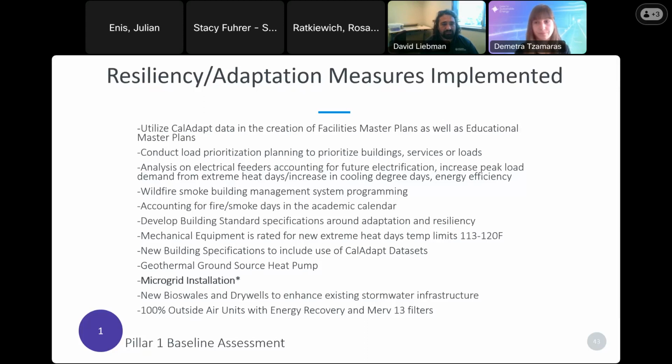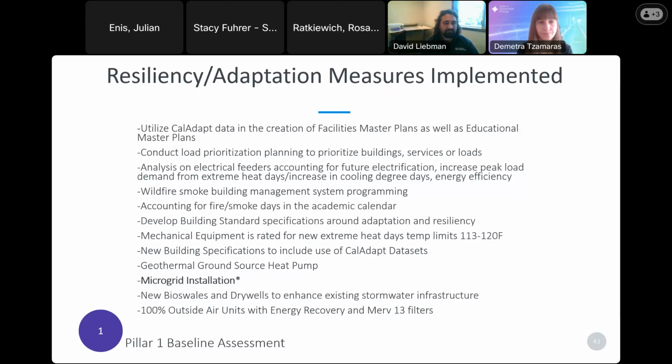We've conducted a load prioritization planning and study that looks at prioritizing our buildings, our services, and our loads. We've conducted analyses on our electrical feeders, accounting for not only future electrification, but the increased peak load demand from extreme heat days and increases in the number of cooling degree days, as well as accounting for the significant amount of energy efficiency we can do to reduce the overall demand and usage on our electrical infrastructure. We have recently implemented wildfire smoke programming in our building management systems, where we will shut down the systems to not bring in outside air and then circulate internal air through their filters to prevent wildfire smoke from going in.